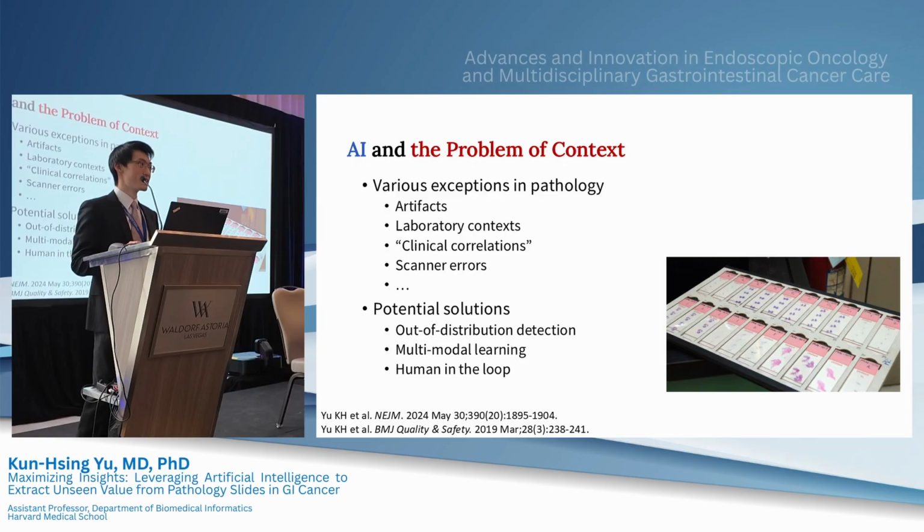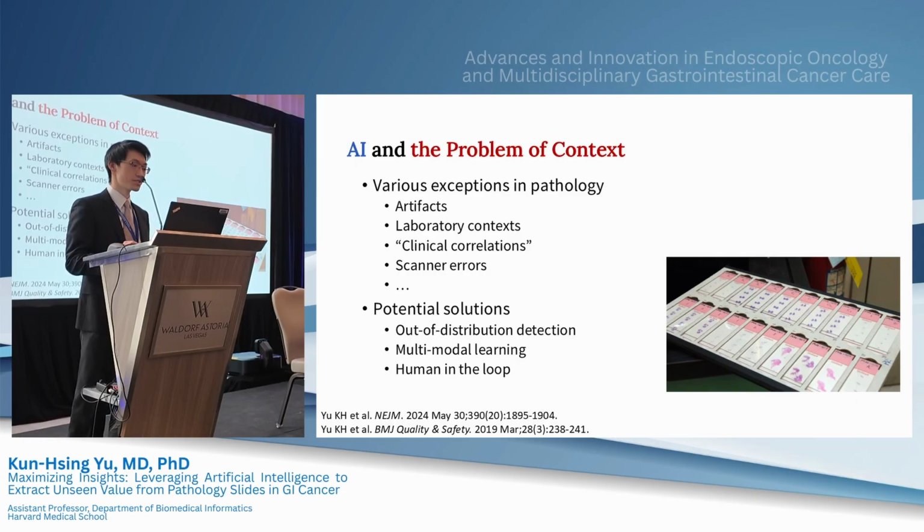And the particular relevance to GI cancer or pathology evaluation in general is that we also need to handle various concepts and contexts and exceptions in pathology analysis. For example, there are many different artifacts that we need to handle, and those may be related to specific laboratory context. So seeking clinical correlation is always important. And we also need to address that around 1 to 2% of slides come from this FDA-approved scanner that may still contain additional digital scanning artifacts and other arcane scanner errors.